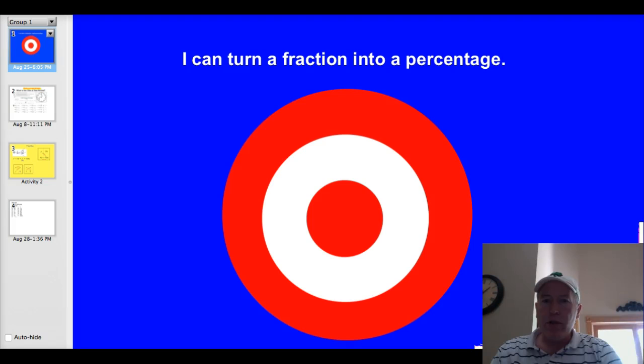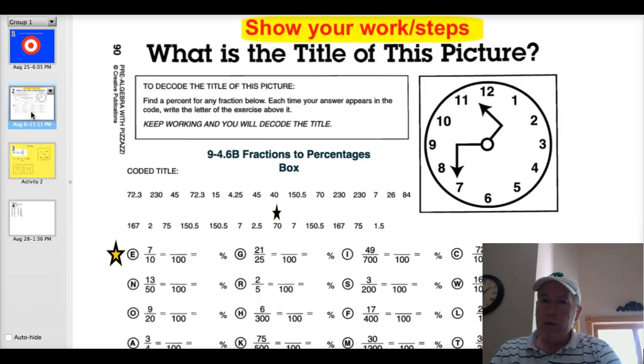Tonight we're going to work on turning fractions into percentages, but we're going to use a slightly different method. We'll be completing this worksheet here, and I'm going to work the first problem with you.